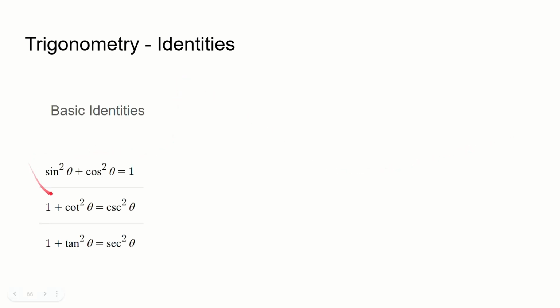Now finally, we'll talk about some of the common trig identities you'll be using. So generally, we have the basic trig identities. This is the most common one. Sine squared plus cosine squared equals 1. That's basically the a squared plus b squared equals c squared, or the x squared plus y squared equals 1. That's literally what this is.